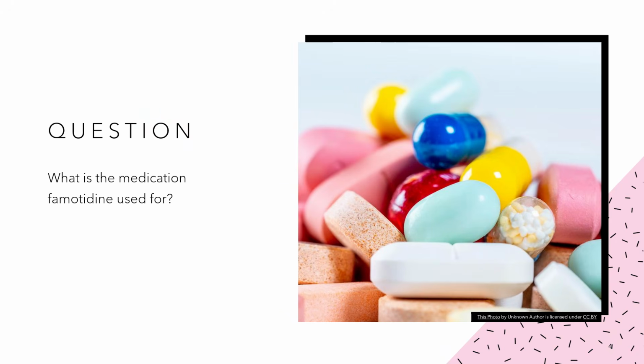Right. What is the medication famotidine used for? So it is an H2 receptor blocker that helps to reduce some of the acid production. We use this for GERD. We use it for PUD, heartburn, stress ulcers. It also helps to prevent GI bleeding in critically ill patients.